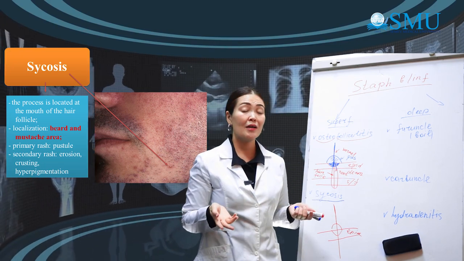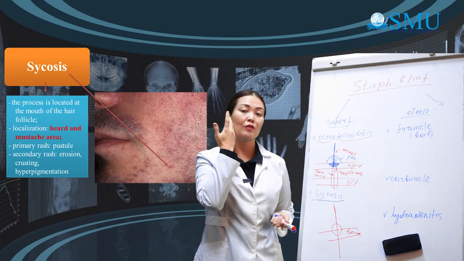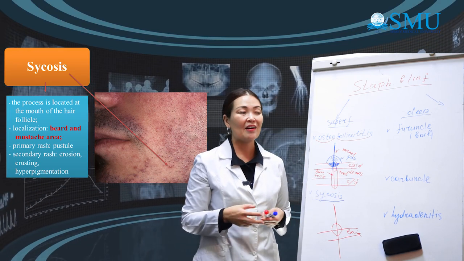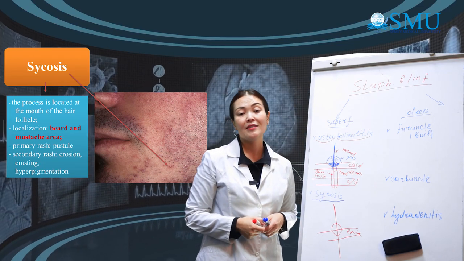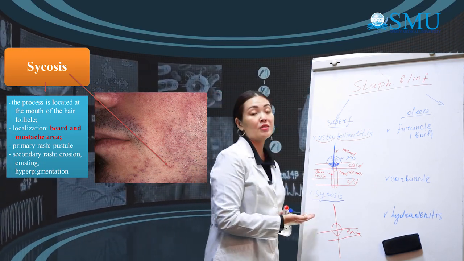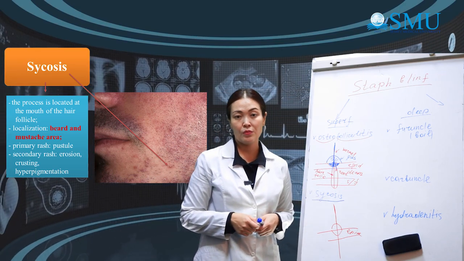And after some time, all men who live in this village see the pus formation on their beard region. So after that, this disease has the second name, Barber disease, or you can call it sycosis. So the only change is the localization of the process.